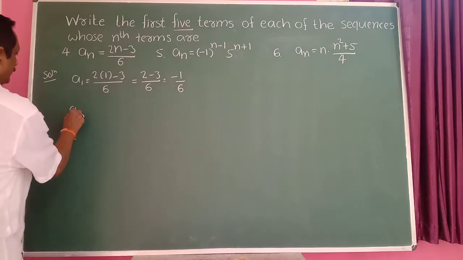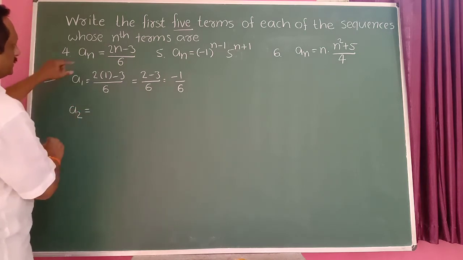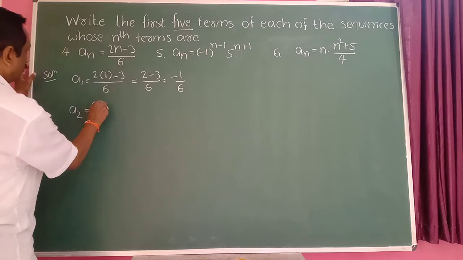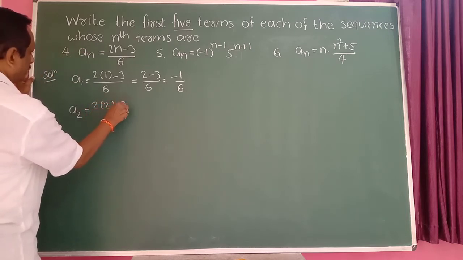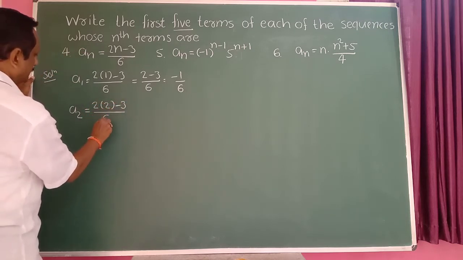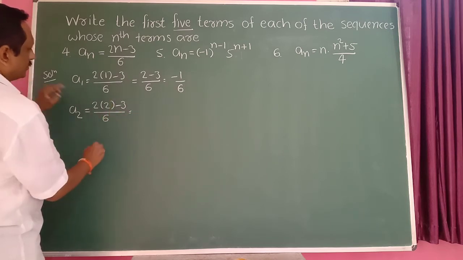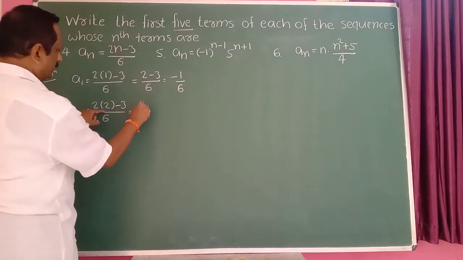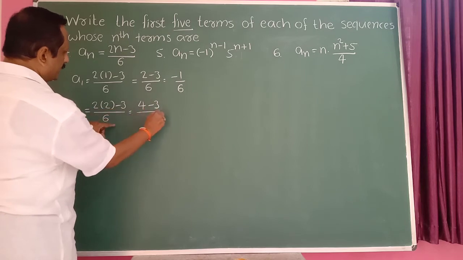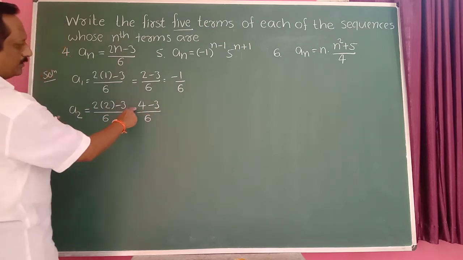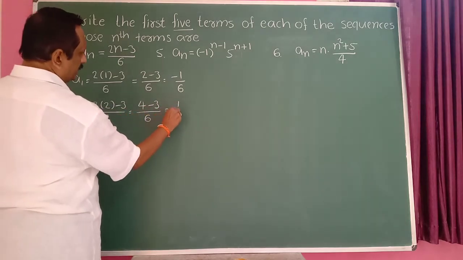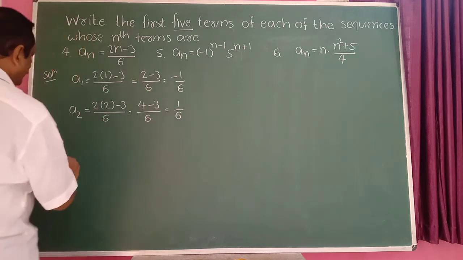Then a2 here, put n is equal to 2. So (2 into 2 minus 3) divided by 6. So this is equal to (2 into 2 becomes 4, minus 3) divided by 6. 4 minus 3 becomes 1 here. So 1 divided by 6.